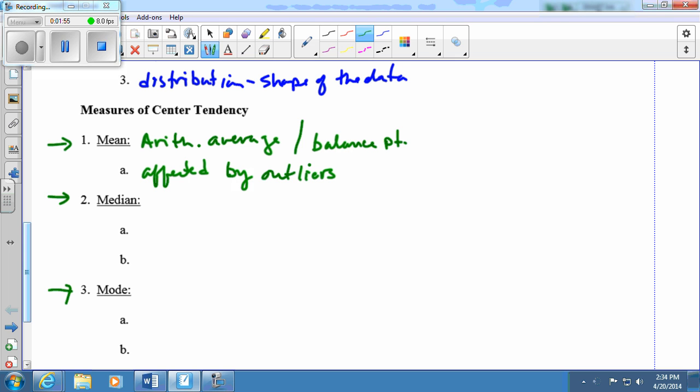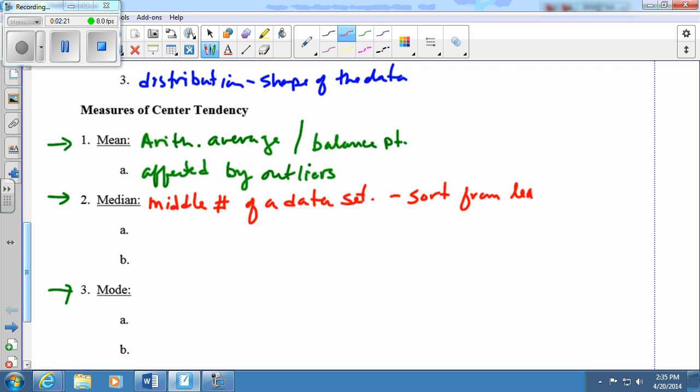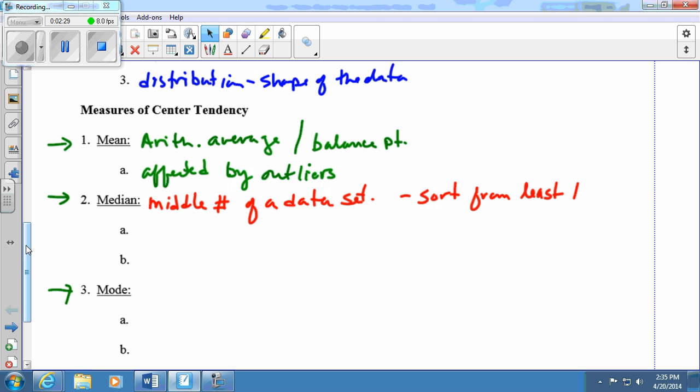Median is just that, the median of the highway. It is the middle number of a data set. Now, we have to be careful when we take this middle number. We can't just write down the values and then pick the middle number, because we could all end up with a different middle. So what we must do first of all is sort from least to greatest. And once we sort from least to greatest, we can take the middle number.